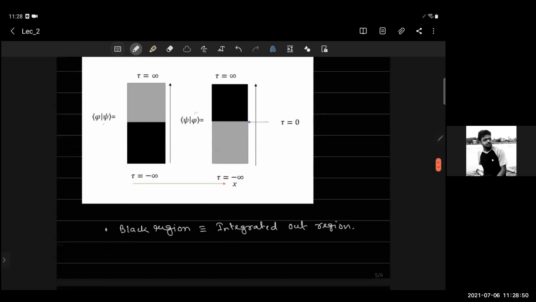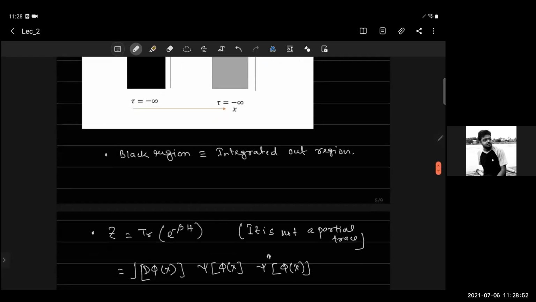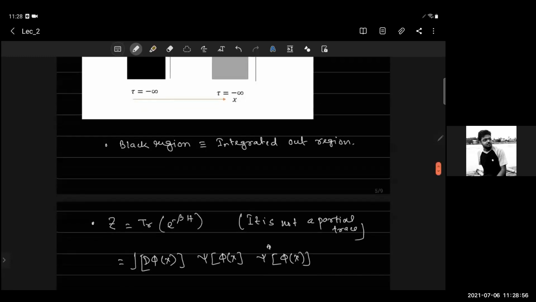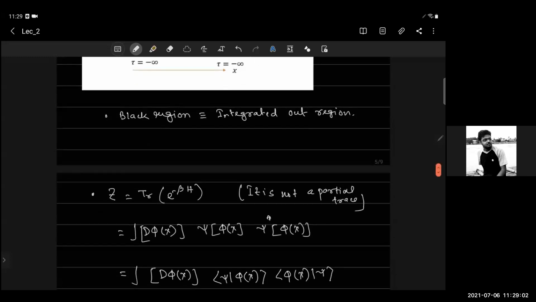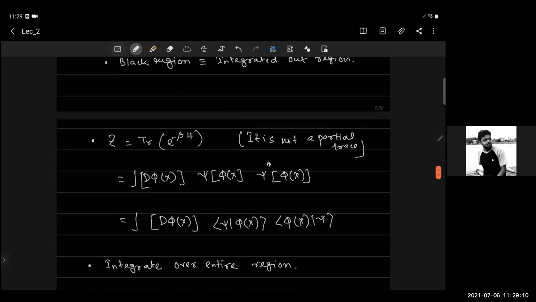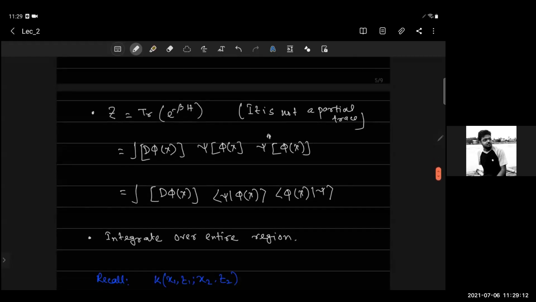So now, when you derive the partition function, which is the trace of exponential minus beta H, where the trace is taken over the entire space, right? So it would be the integral d phi, psi of phi and psi star of phi. And remember, it's not a partial trace; it's the entire trace. So the partition function will be the integral d phi of psi phi and psi star phi.